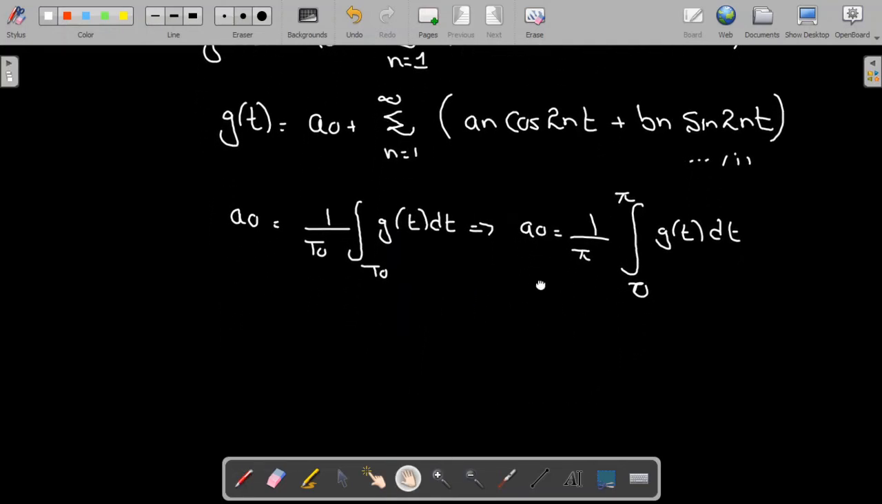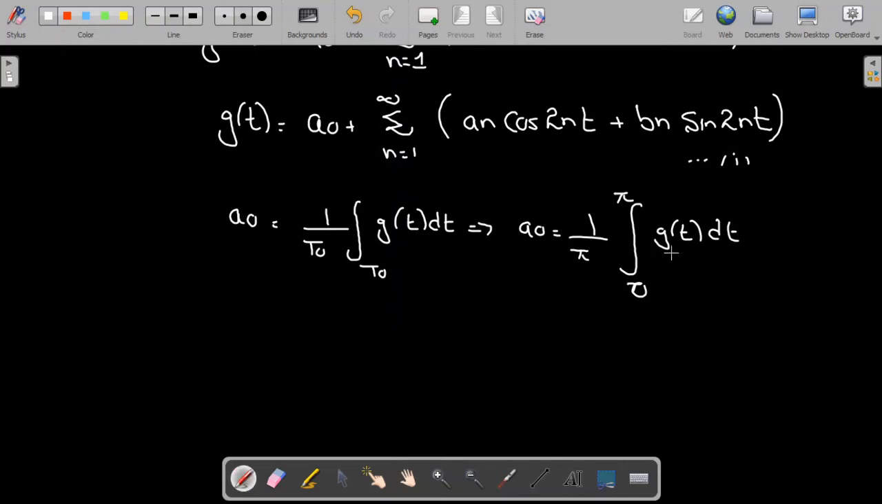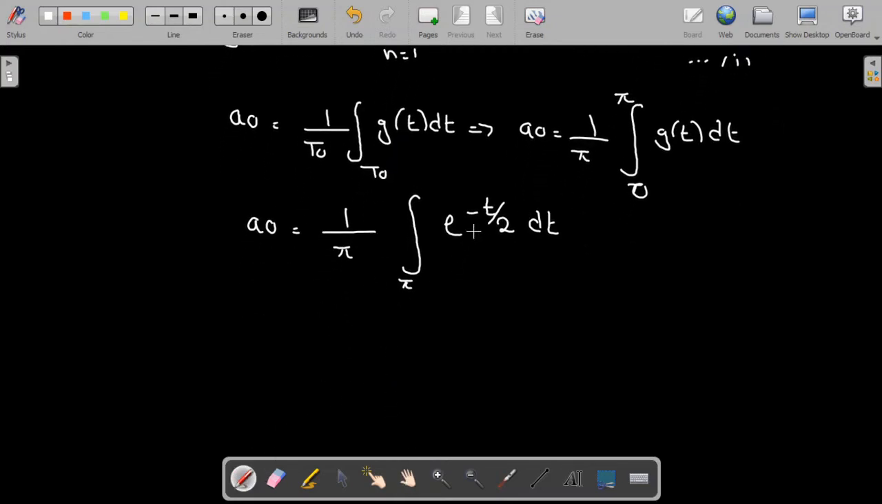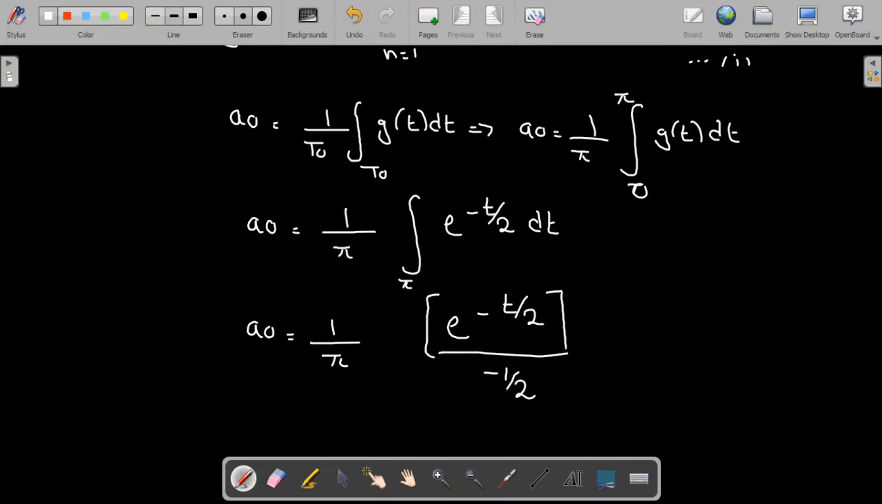So we need to solve this integration. We need to replace g of t by e power minus t by 2. So we have a naught equal to 1 by pi integration of e power minus t by 2 dt, and the integration is from 0 to pi. Now we need to solve this. We know that the integration of e power minus t by 2 is e power minus t by 2 divided by minus 1 by 2. So a naught is equal to 1 by pi times e power minus t by 2 divided by minus 1 by 2, and this integration interval is 0 to pi.